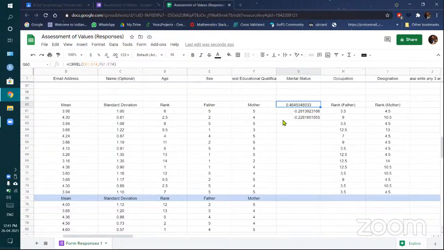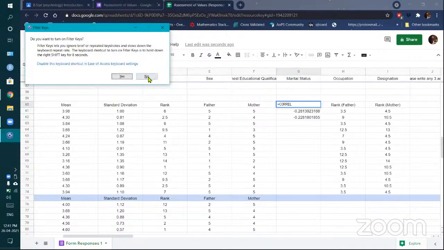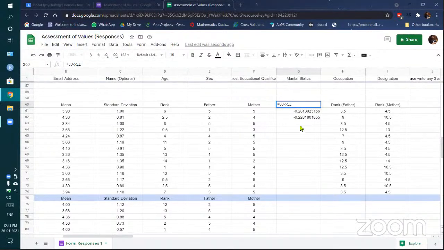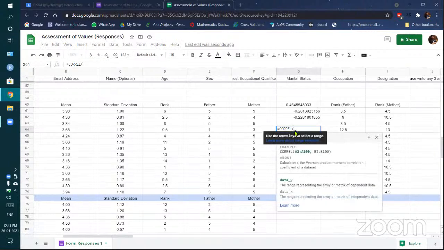Can the rank order correlation be done here? See, CORREL, is it product movement or rank order? Is it rank order or is it product movement? Just check it. Otherwise, open it. I think it is better to open the Art Studio. Sir, is it rank?